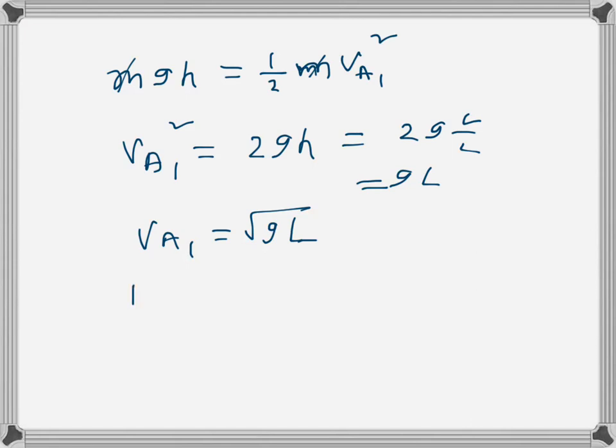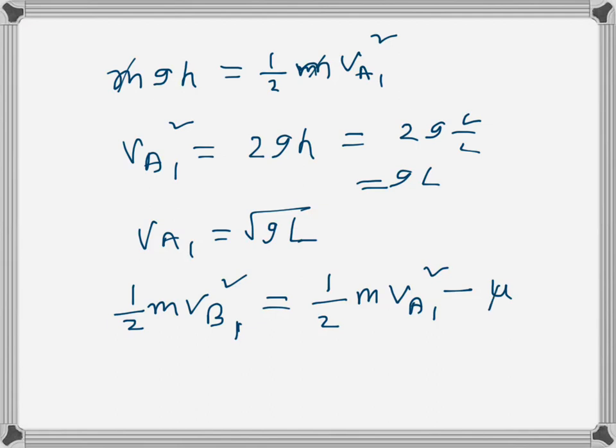So what I will do is half m v_B squared, this one is v_B1, the velocity at point B, and that is the kinetic energy at that point. That will be equal to the kinetic energy at the left edge, half m v_A1 squared, minus the energy loss due to friction, given by the friction coefficient times mg times the distance traveled, which is L.